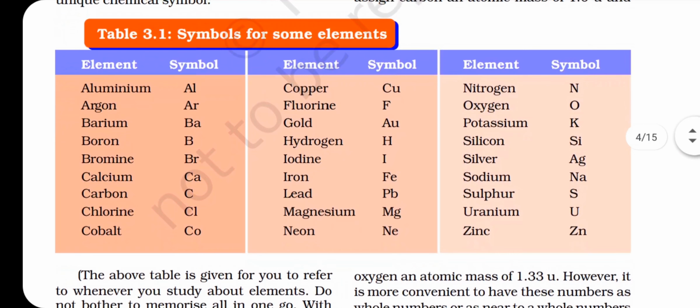So here is an example of different elements with their symbols. You have to remember all this because without the symbols, atomic number, valency and the different ions, we are not able to form the different compounds, which is very essential for chemistry. The elements are aluminum Al, argon Ar, barium Ba, boron B, bromine Br, calcium Ca, carbon C, and there are many more. You have to remember all of them with their symbols.